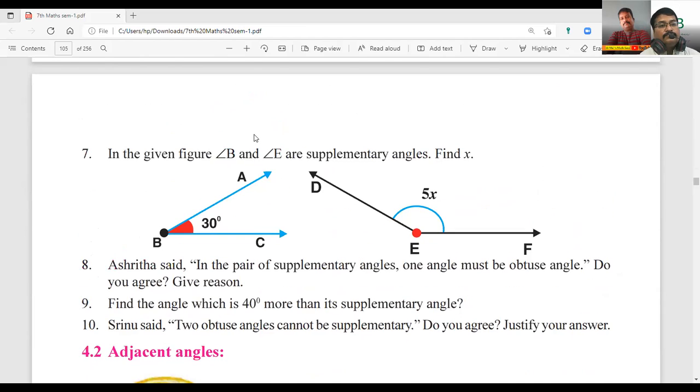So, 7th. In the given figure, angle B and angle E are supplementary angles. Find x. Yes, we can find it. Supplementary angles sum is nothing but 180. So that means angle ABC plus angle DEF.